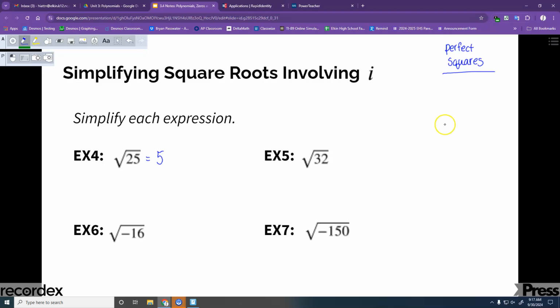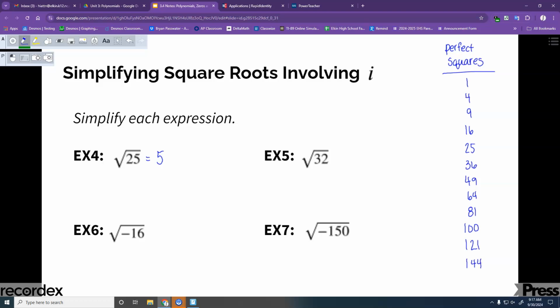So 1 times 1 is 1. 2 times 2 is 4. 3 times 3 is 9. 4 times 4 is 16. 5 times 5 is 25. 6 times 6 is 36. 7 times 7 is 49. 8 times 8 is 64. 9 times 9 is 81. 10 times 10 is 100. 11 times 11 is 121. 12 times 12 is 144.